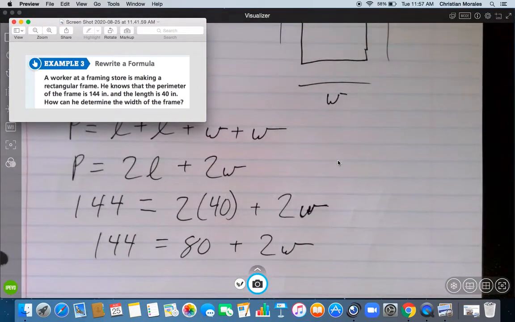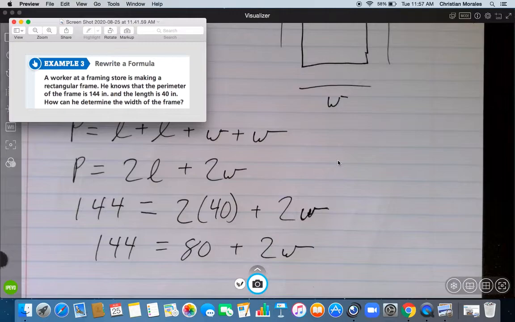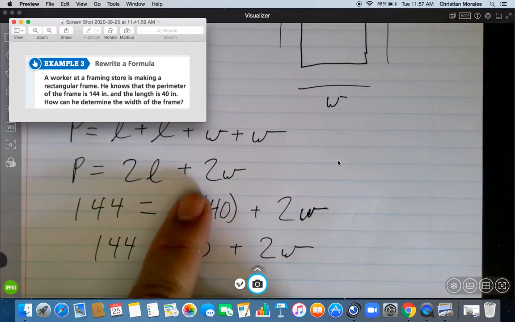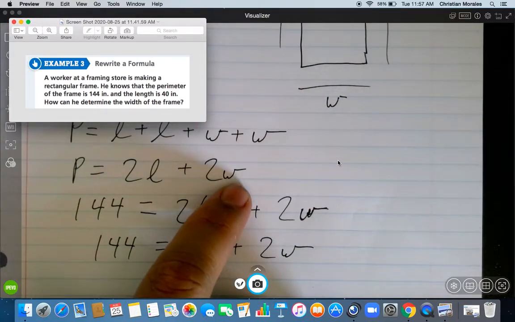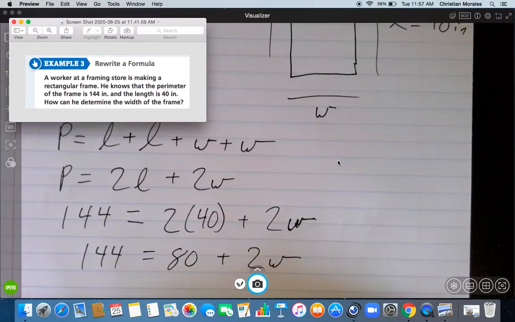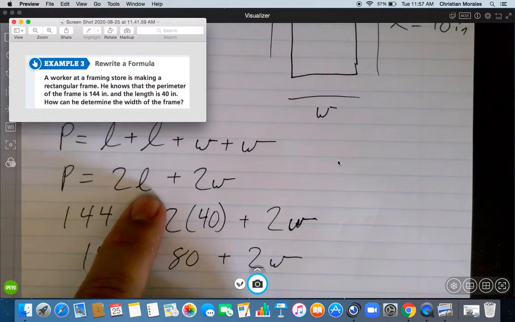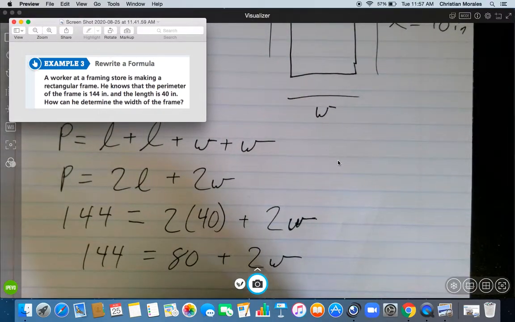Okay, so let me move this up. So guys, at this point, you would just use inverse operations. I would ask you to use inverse operations to solve this. In the book, what they actually wanted you to do is they wanted you to rewrite this formula to make it equal to W. So in the book, you'll see this. They move this formula around. So let me rewrite it to show you.